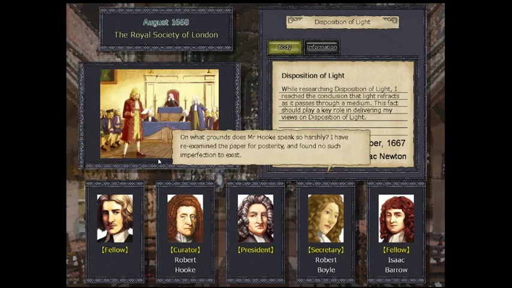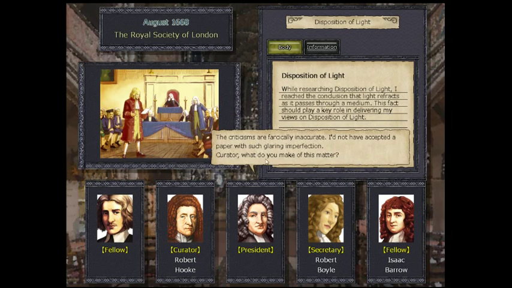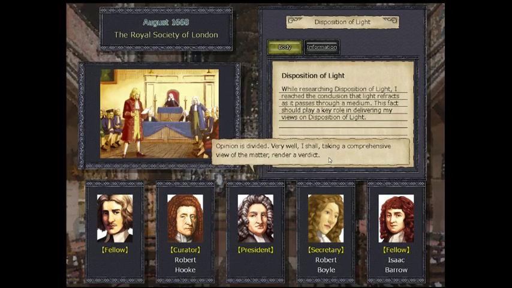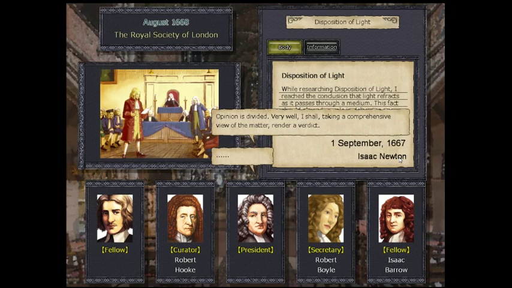Okay. What is the opinion of the secretary? On what grounds does Mr. Hooke speak so harshly? I've re-examined the paper for posterity and found no such imperfection exists. Criticisms are farcical and inaccurate. And here's Robert Hooke. I've had long set doubts about this paper. It strikes me as prudent to halt the publication of this paper to preserve the Royal Society's authority. Opinions are divided very well. I shall take comprehensive view and render a verdict. Yuck.